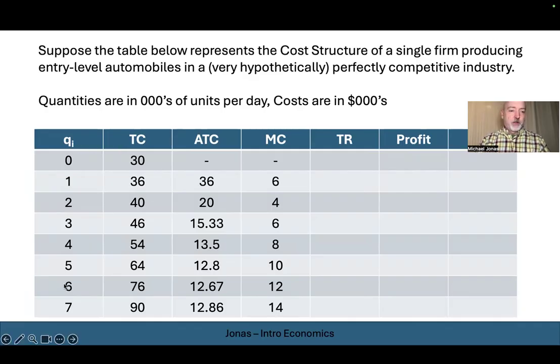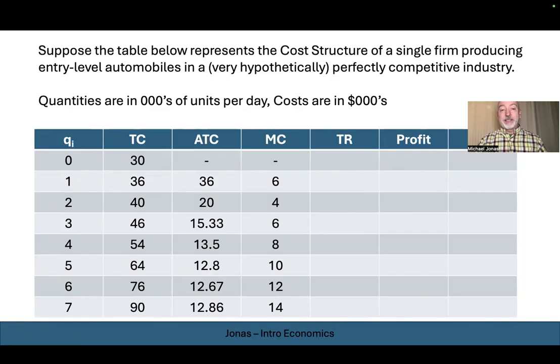And likewise, the units of output here, the little qi, the quantity for our one single firm, are in thousands of units. And we're given the total cost, the average total cost, and the marginal cost. And of course, the behavior of those costs are dictated largely by diminishing marginal returns to labor. So you should be able to explain that. That's based on the Chapter 7 material.